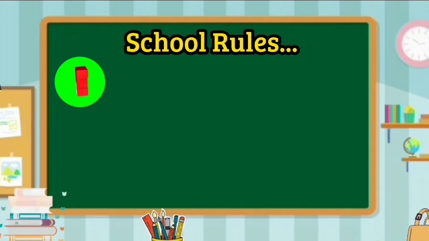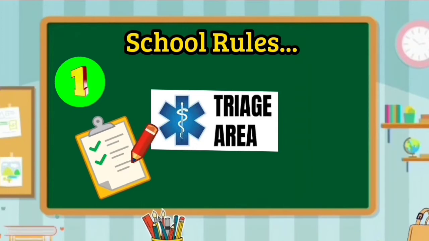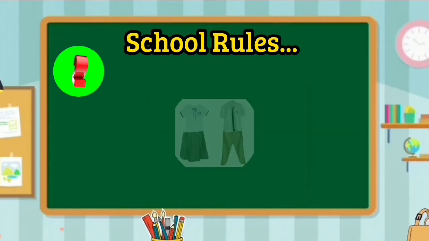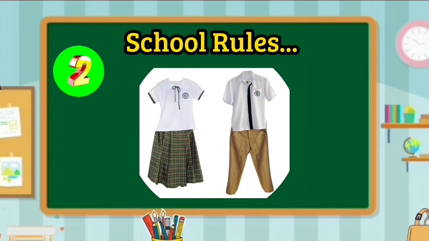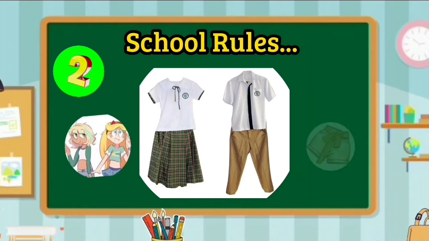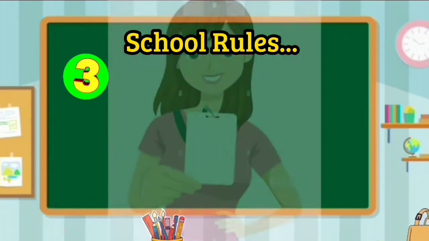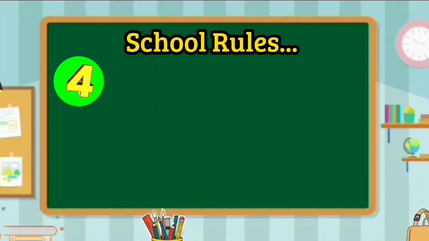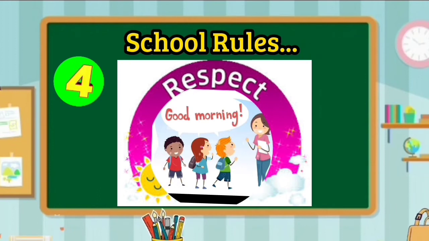First, in entering the school, we must proceed to the triage area. We need to declare the correct information needed and let the staff check our temperature. Second, wear your uniform. For those who do not have yet their school uniform, we are in school, therefore, we need to dress decently. Avoid using crop tops, shorts, and other revealing clothes. Third, wear your ID at all times. Fourth, respect the people around you. If you meet your teachers, smile and greet them.